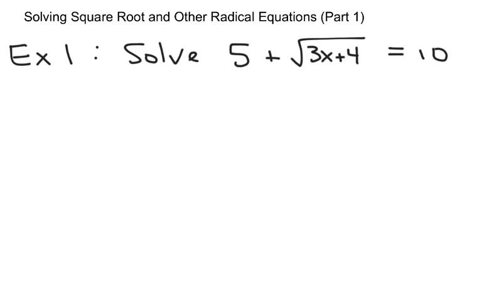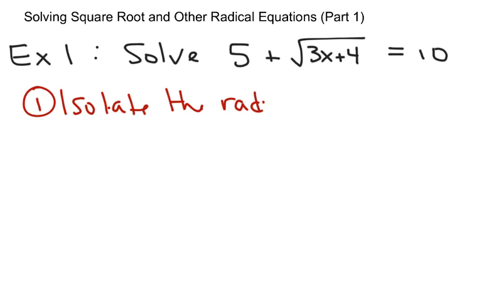To solve radical and rational equations, we're going to have to use our understanding of solving simpler algebraic equations. There is a set of steps that you would use to solve a radical equation. The first step in solving a radical equation is to isolate the radical. That means that you need to get the radical all by itself.